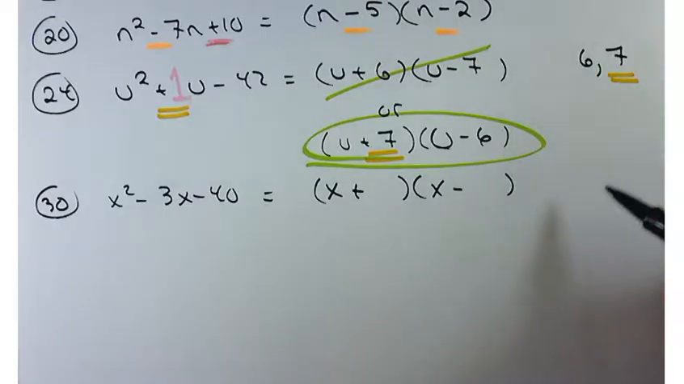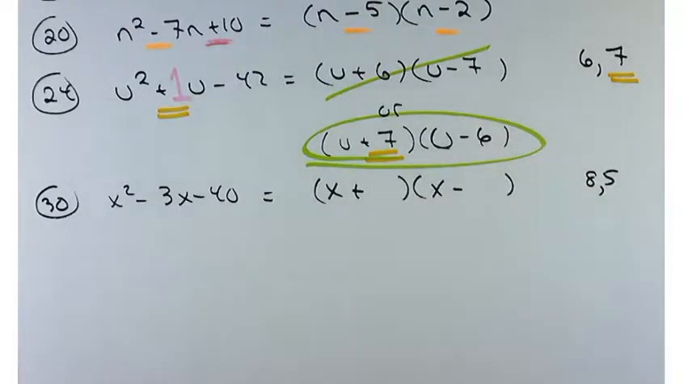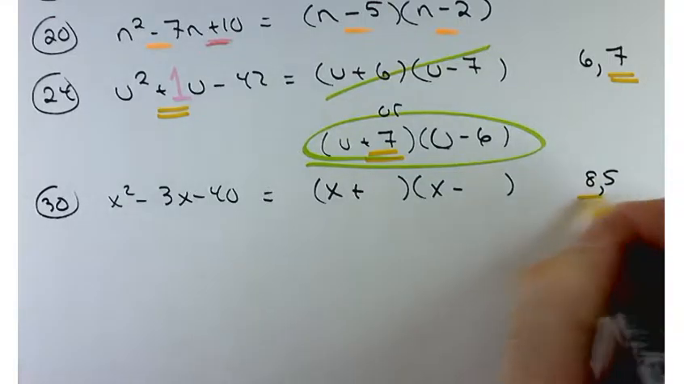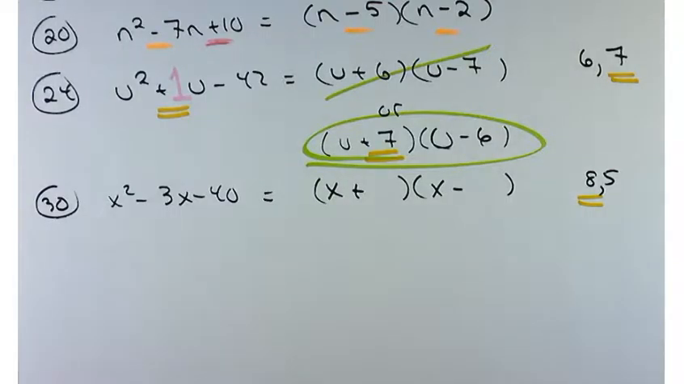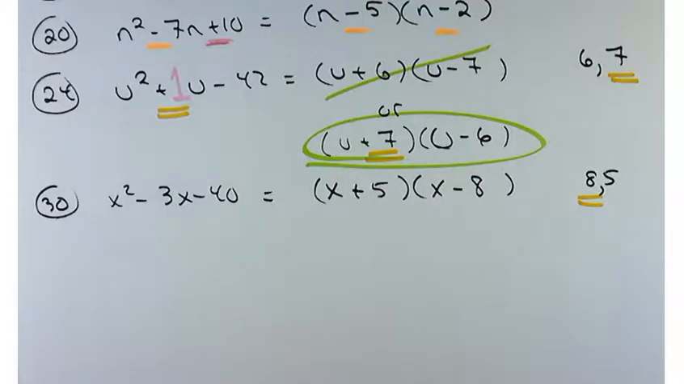What two numbers do you think you're going to end up using? 8 and 5. Good. Now, according to that idea that I just gave you, which one of these has to be the negative one? 8. So x plus 5, x minus 8. Okay.